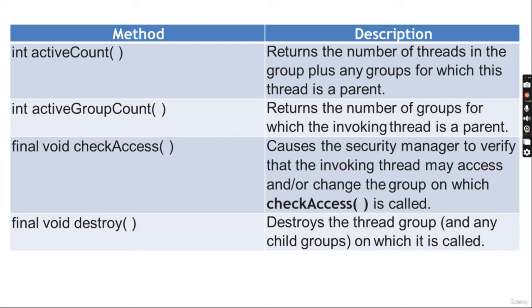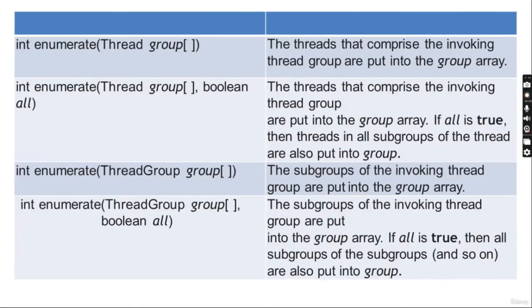final void checkAccess() causes the security manager to verify that the invoking thread may access and/or change the group on which checkAccess() is called. Then final void destroy() destroys the thread group and any child groups on which it is called. enumerate(Thread[] group): the threads that comprise the invoking thread group are put into the group array.